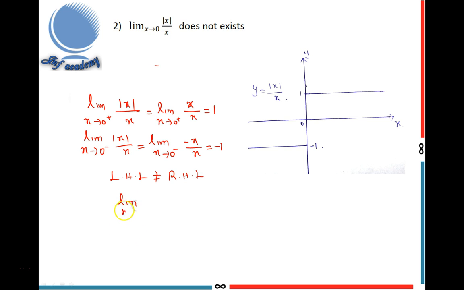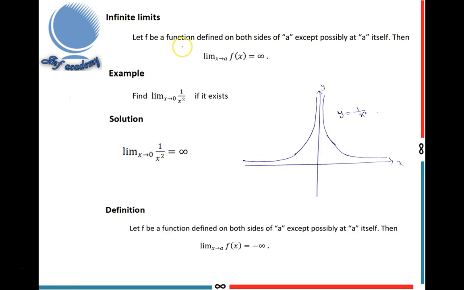The limit as x tends to 0 of modulus x by x does not exist, because this function does not satisfy that result. That result is: if the left hand limit is not equal to the right hand limit, then the limit as x tends to 0 of modulus x by x does not exist. Next, what is infinite limit?